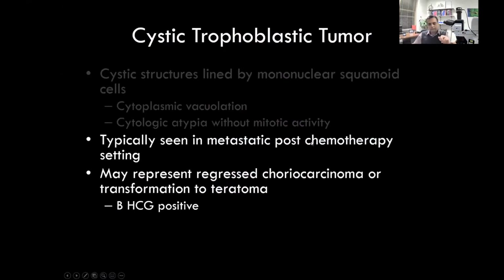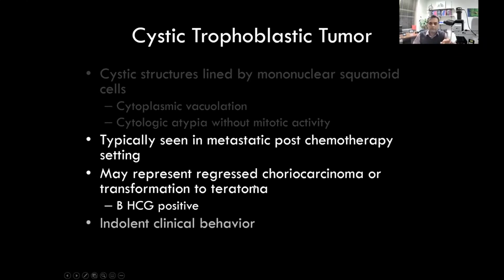So these are typically seen in a metastatic setting in the retroperitoneal lymph nodes in patients who have received chemotherapy for germ cell tumor. So the thinking is it likely represents a regressed choriocarcinoma, or it is a germ cell tumor element that is transforming to a teratoma. Occasionally, you might get some beta-HCG positive cells in this lesion.